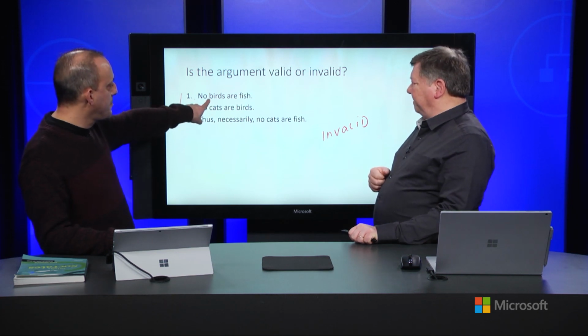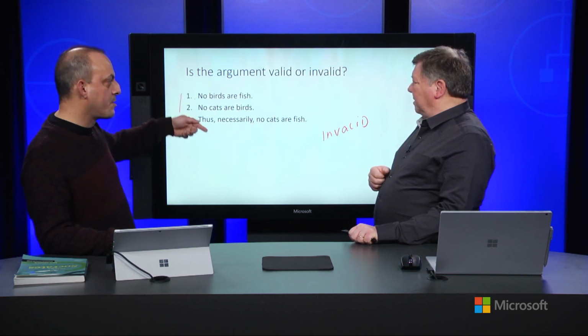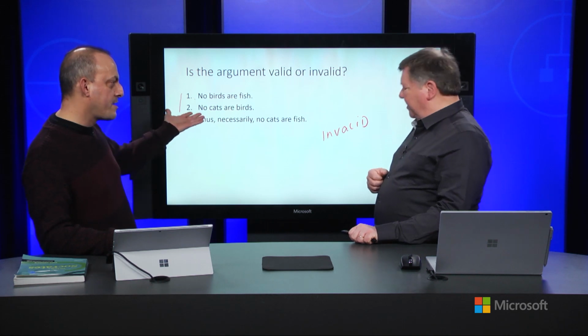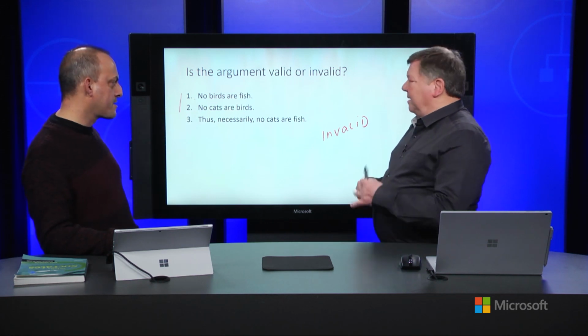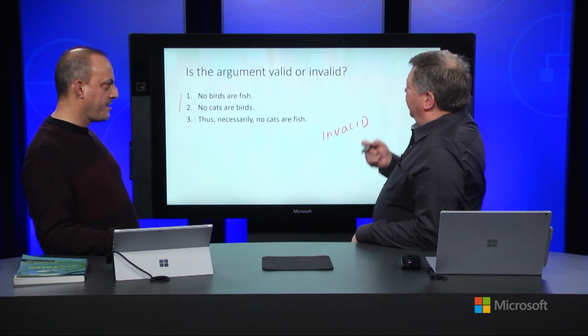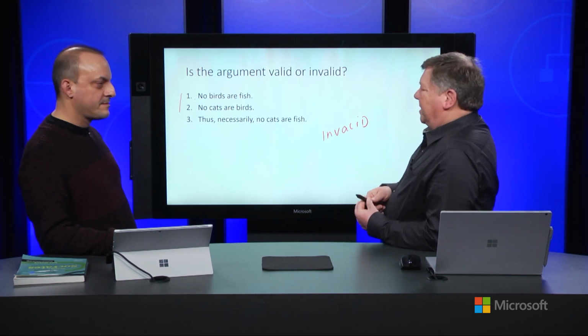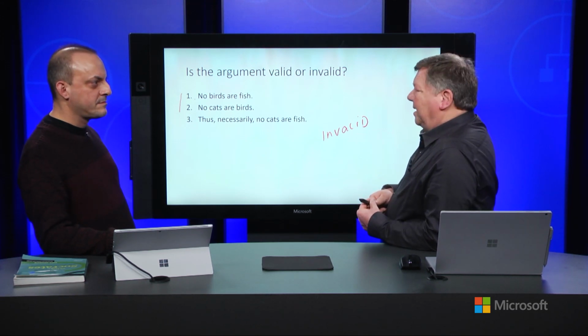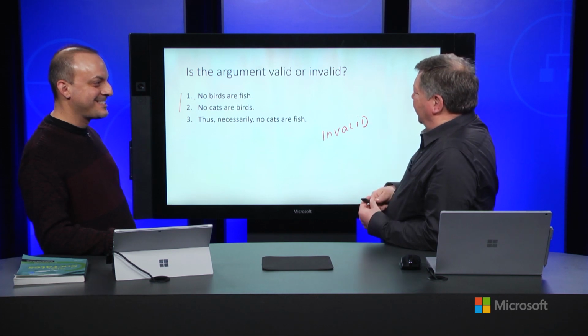But these facts seem correct. No birds. It's true that no birds are fish. It's true that no cats are birds. So why is this invalid? It might not make sense. Yeah. So this is an example of an argument that has true premises and a true conclusion, and yet it's not correct reasoning. It's not valid.